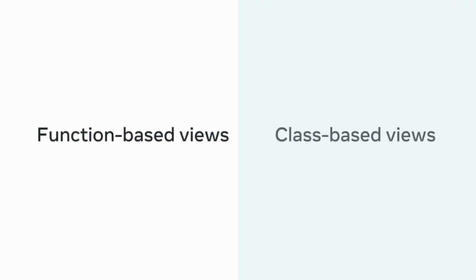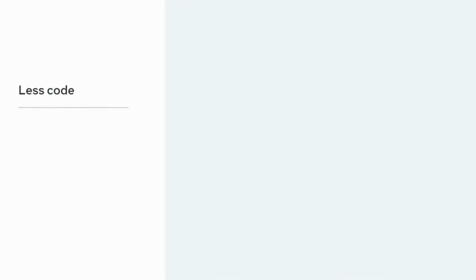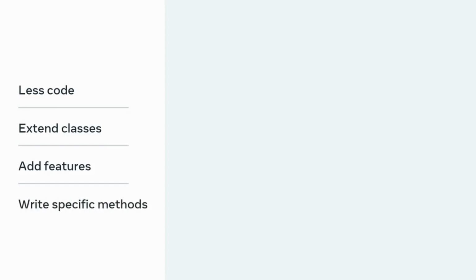Following this, you learned how to create function and class-based views and link them to routes in DRF. And you learned about the advantages of class-based views, like how you don't have to write as much code, there's less code duplication, and you can extend the classes and add features at any time. And that's not all. You can also write specific methods for each type of HTTP request.